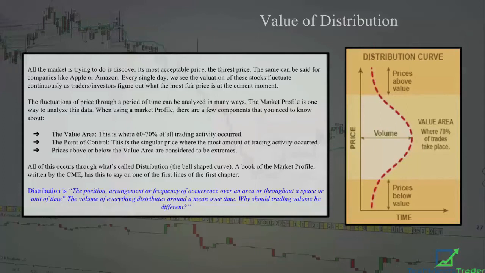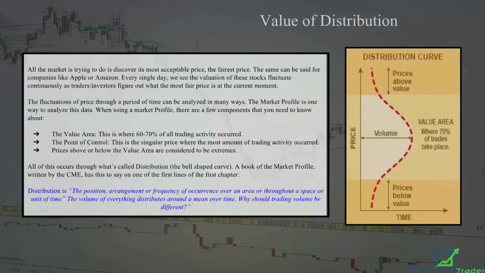The fluctuations of price through a period of time can be analyzed in many ways. The market profile is one such way to analyze this data. And when using a market profile, there are a few components that you need to know about. Number one, the value area. This is where 60 to 70% of all trading activity occurred. Number two, the point of control. This is the singular price where the most amount of trading activity occurred.